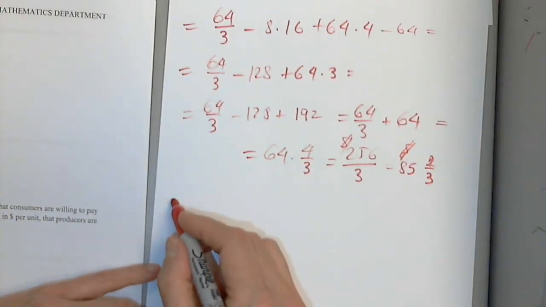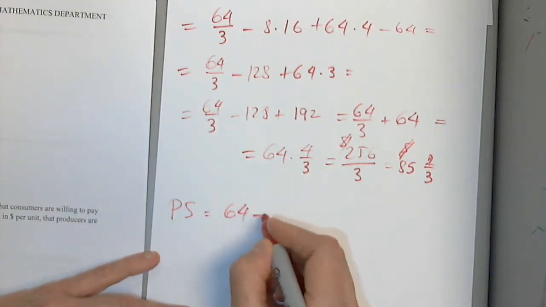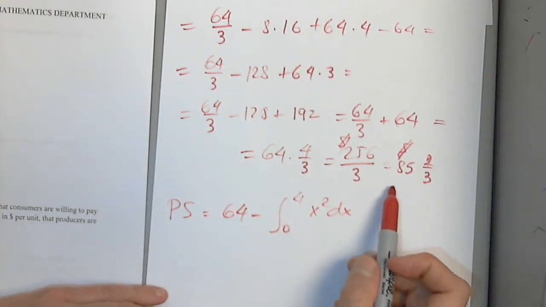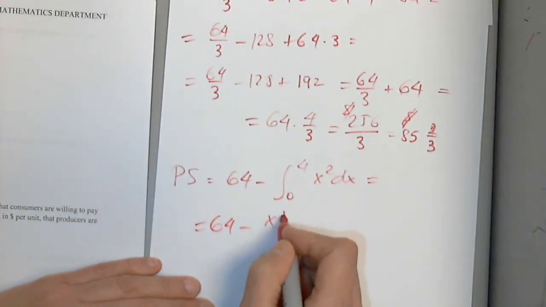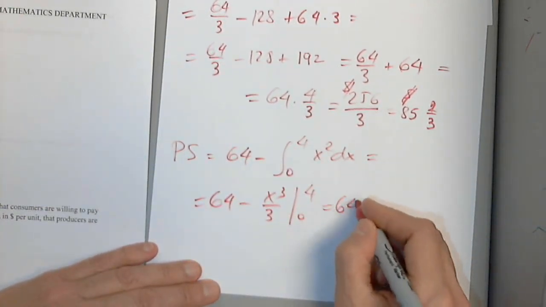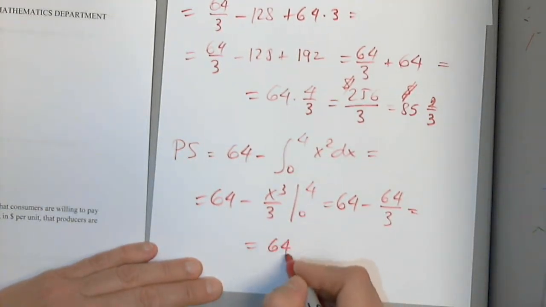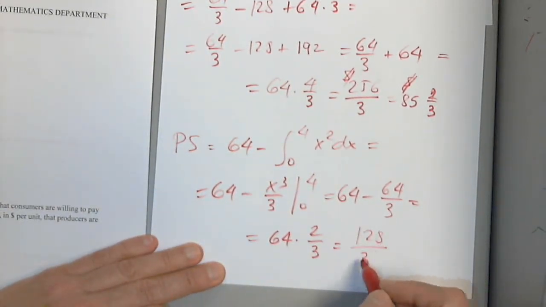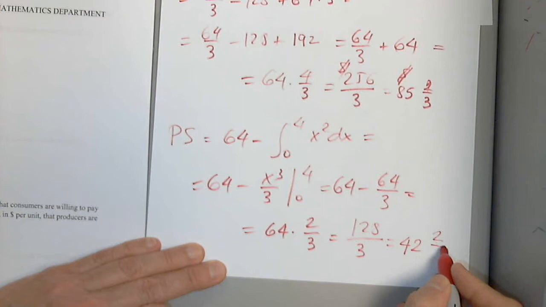Okay, let's see what we get with the producer surplus. So this is 64 minus the integral from 0 to 4 of x squared dx. Emily, is that what you got? Yes. Perfect, thank you. So 64 minus x cubed over 3 from 0 to 4. So now this is 64 minus 64 over 3. I'll do the same thing, factor out 64. So it's 64 times 2/3, 128 over 3. So I should take at least the integers out. So this is 42 and 2/3.